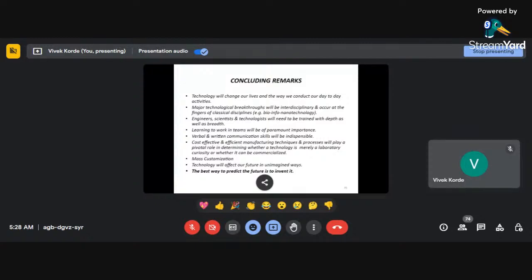Cost effective and efficient manufacturing techniques and processes will play a pivotal role in determining whether a technology is merely a laboratory curiosity or whether it can be commercialized. That means our nano research should be fruitful. We should get some benefit from that. So the intention of this slide is to make aware the researchers who work in that way.